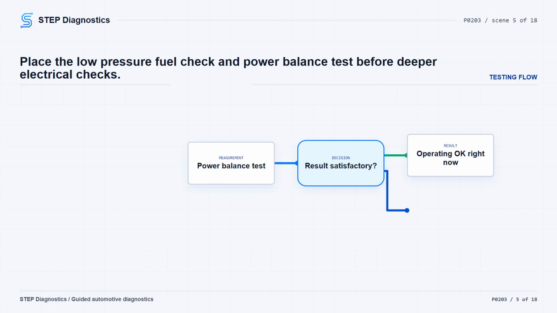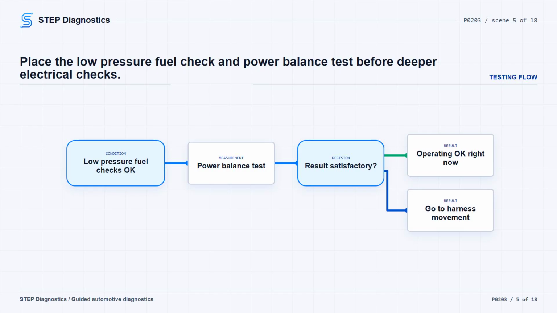Some vehicles may not have that scan tool test available, so if it is not available, keep moving in the diagnostic path. If the power balance result is satisfactory, the system is operating correctly at this time, and you would continue with symptom-based diagnosis. If the power balance is not satisfactory, go to the harness movement check.